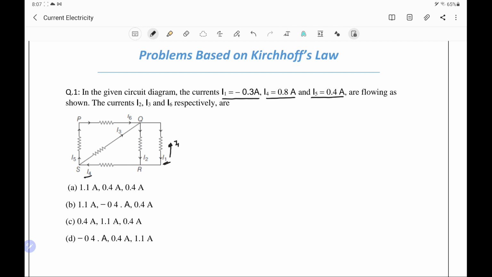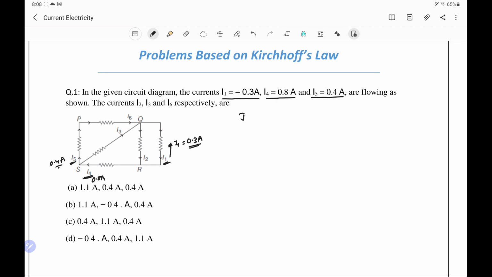I4 is given, it is 0.8 ampere. I1 is now 0.3 ampere if we correct the direction. I5 is also given, 0.4 ampere. Now we have to find I2, I3 and I6. Here we will solve this problem using the junction law.